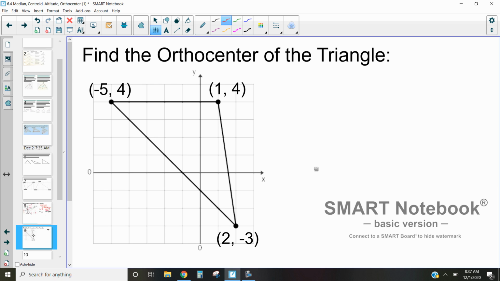So let's practice one more time finding the orthocenter of a triangle. So again, remember, we're going to find the perpendicular slope to each line segment and then go through the opposite vertex when we create that slope. So that's the point where we're going to start. Okay, so let's do this again.